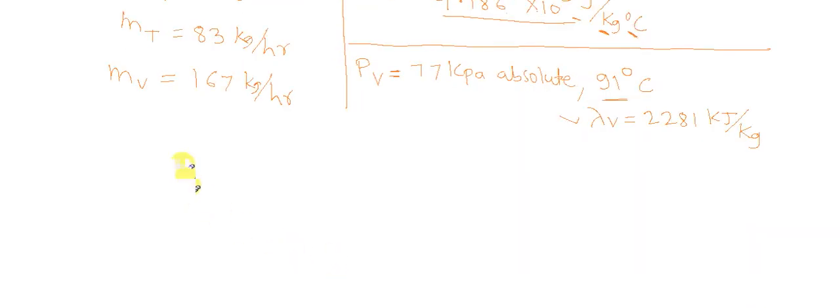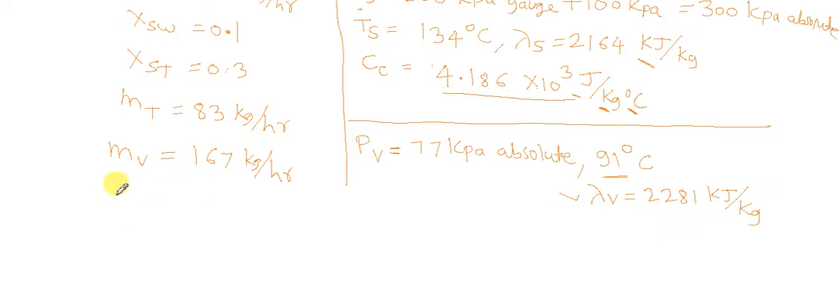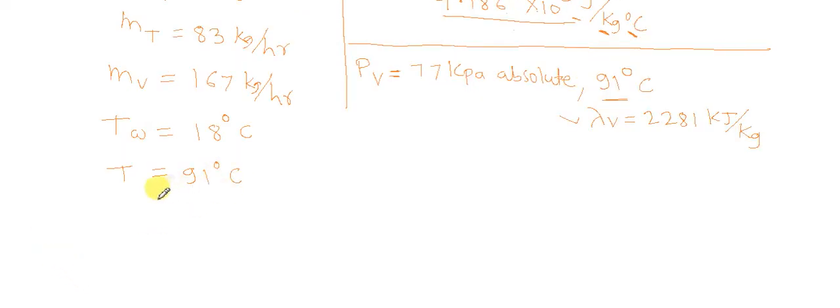They have given the inlet temperature of the weak liquor, TW, that inlet temperature is 18 degrees Celsius, and the temperature in the evaporator is 91 degrees Celsius. Okay, so these values are given to us. Now we will use our heat balance equation, or energy balance equation, of the evaporator.